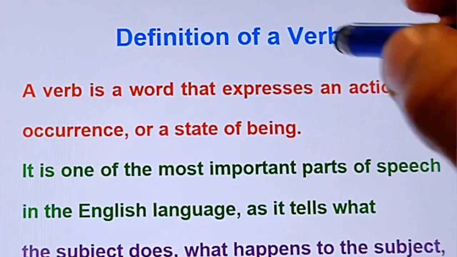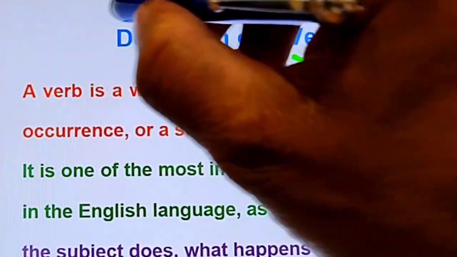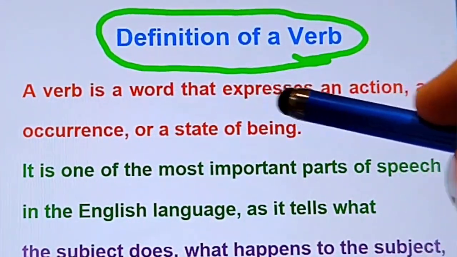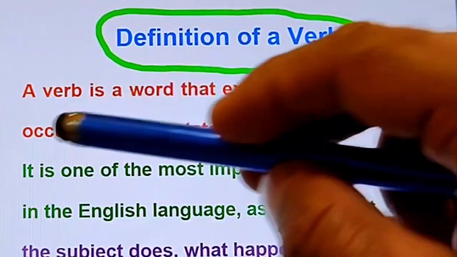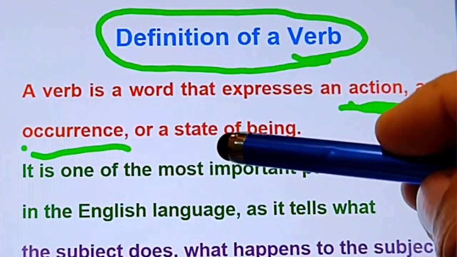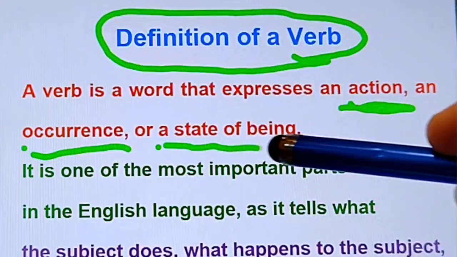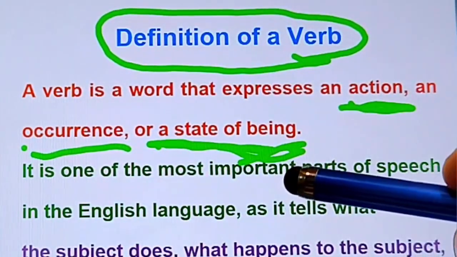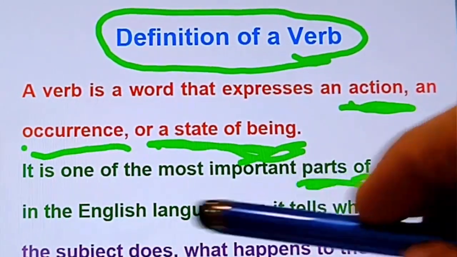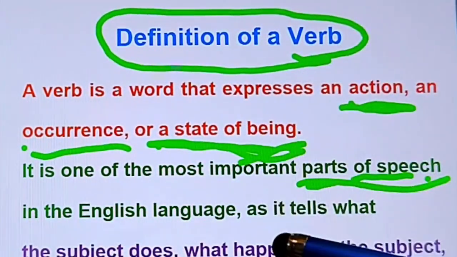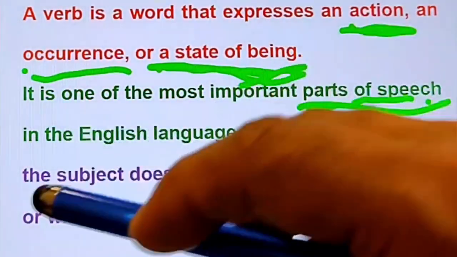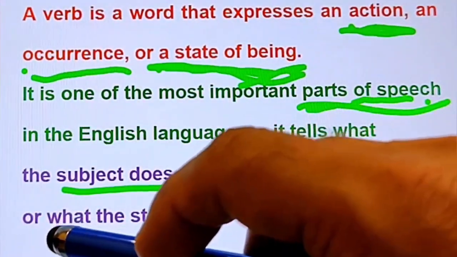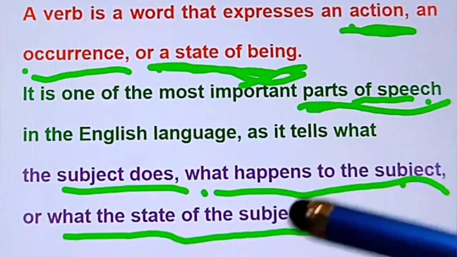First of all, we have here the definition of verb. What is a verb? A verb is a word that expresses an action, occurrence, or state of being about the subject. It is one of the most important parts of speech in the English language, as it tells what the subject does, what happened to the subject, and what the state of the subject is.